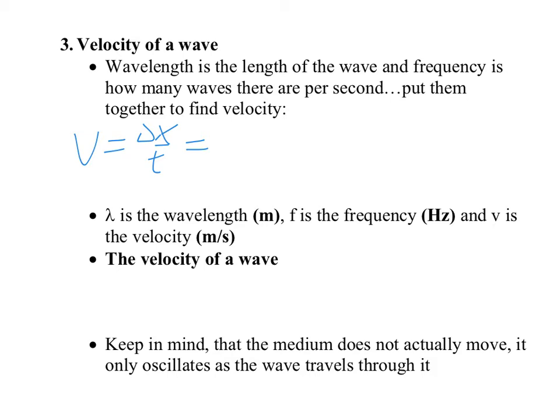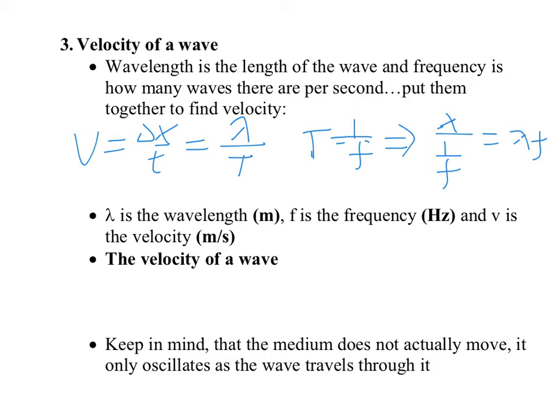Lambda over t, which is period for a wave. We know that t equals 1 over the frequency, so this becomes lambda over 1 over the frequency, which equals lambda times the frequency.